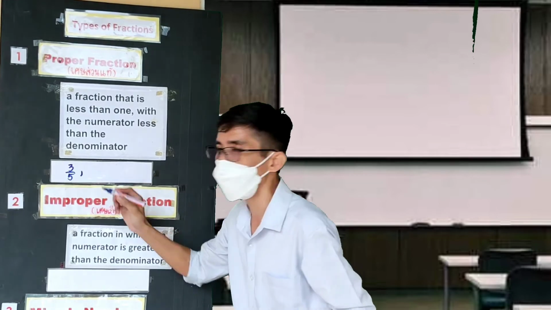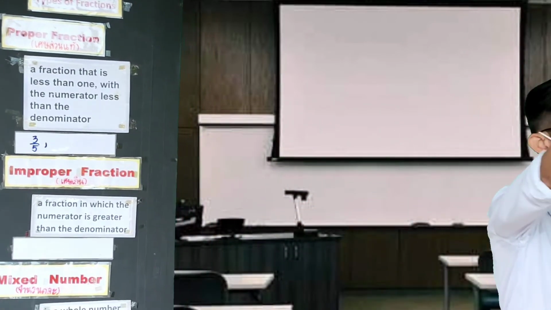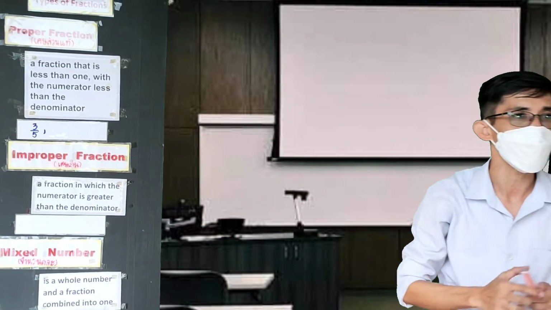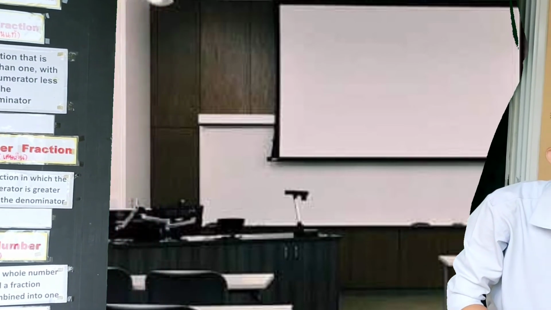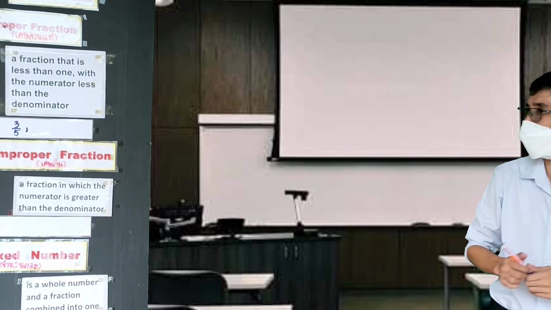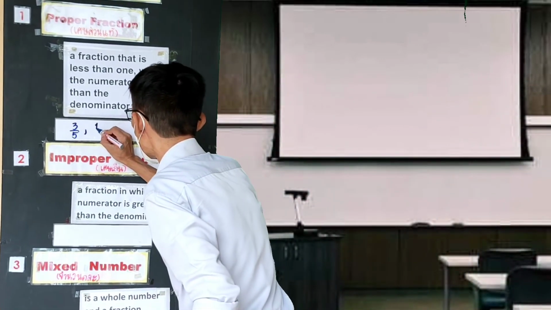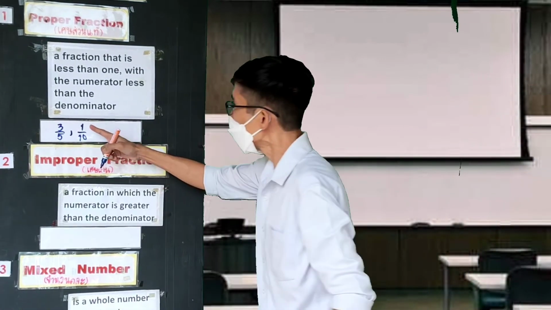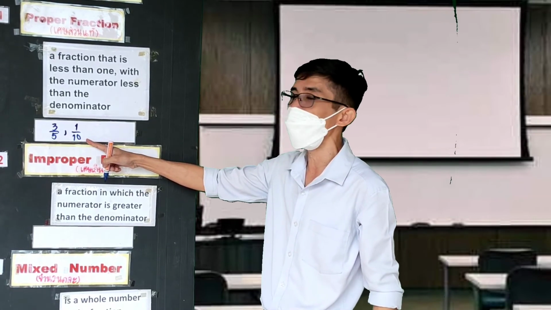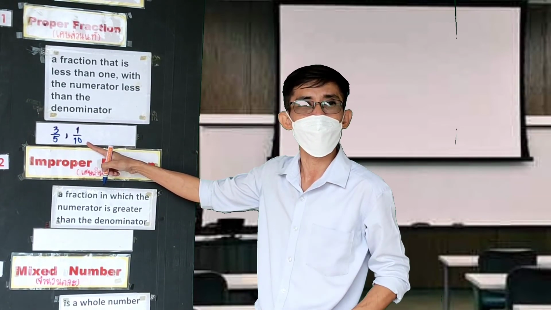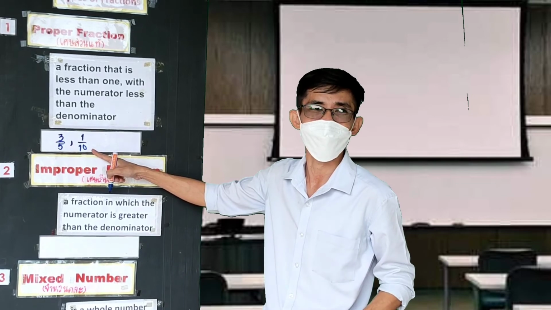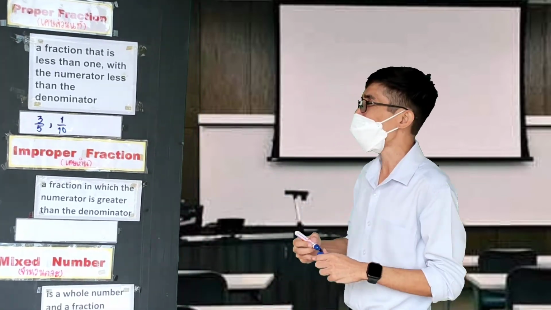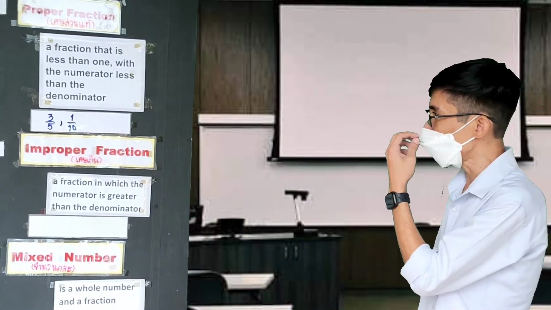Who can give me another example? Okay, Rex, please stand up. What is that? 1 over 10? Very good. That is correct. Wow, good job. Look, the numerator is less than the denominator, so this is also an example of a proper fraction. Okay, good job. Now let's proceed to number 2.